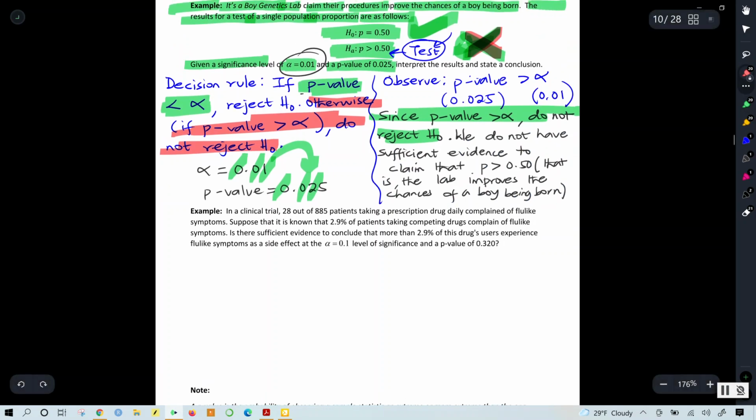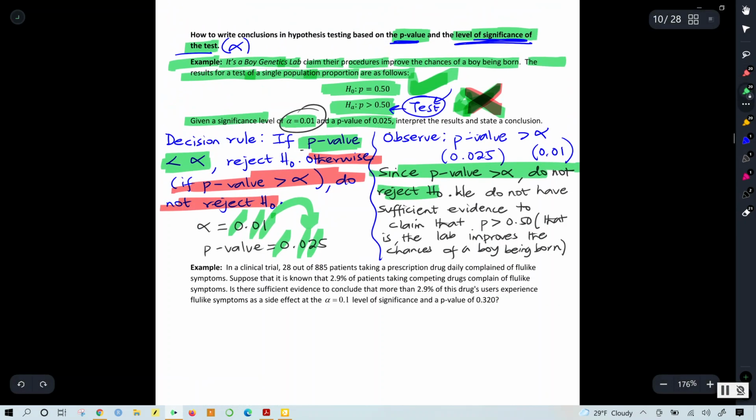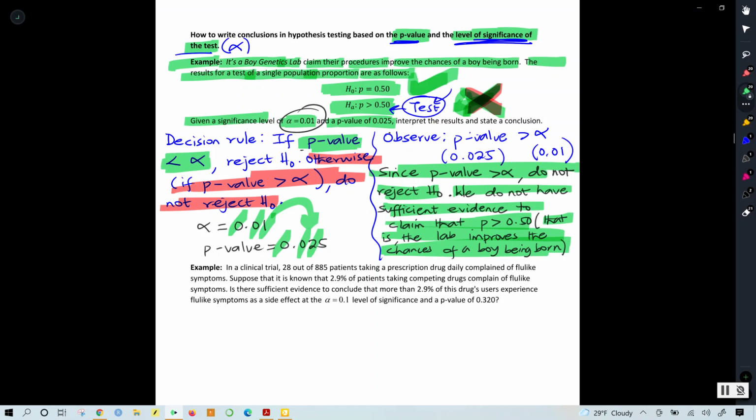That is, what that means is that we do not have sufficient evidence to claim that the population percentage or the proportion or the probability of increasing the chances of a boy being born is greater than 0.5. That is, the claim that the lab improves the chances of a boy being born is not true.